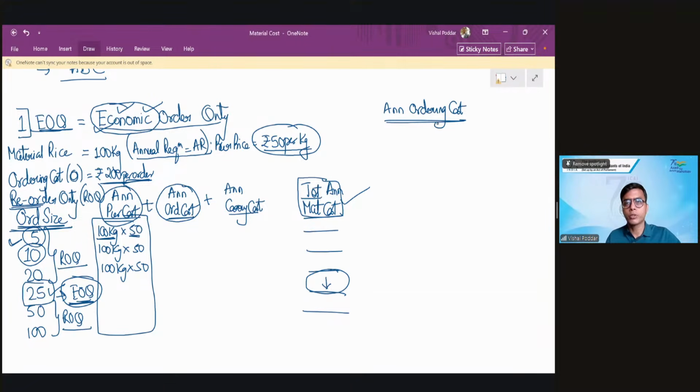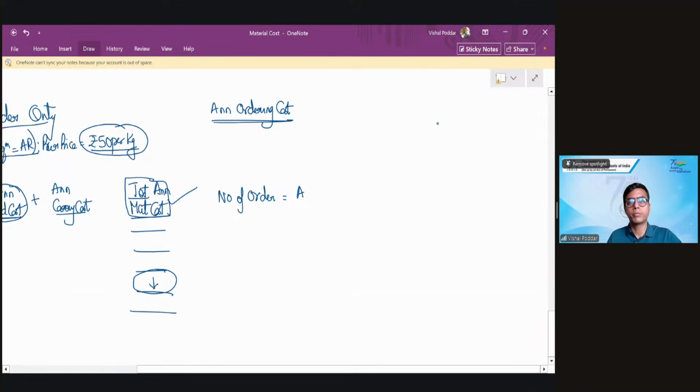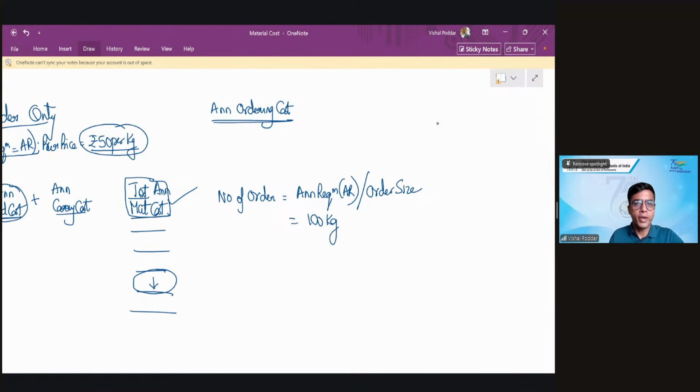How 20 times? So see, the number of orders is the annual requirement upon the order size. I will call the annual requirement AR from now on, just keep that in mind. My annual requirement is fixed. How much is it? I require 100 kgs. Now, if I select my order size as 5 kgs, that is every time I go to the market and buy 5 kgs, it means 20 times I have to go to the market and do the ordering.